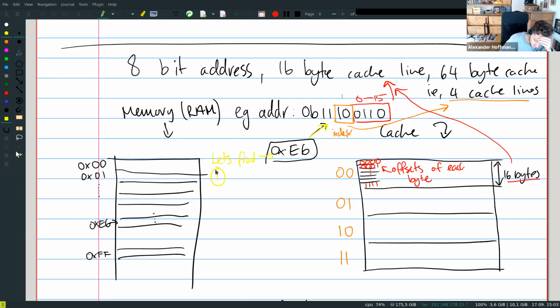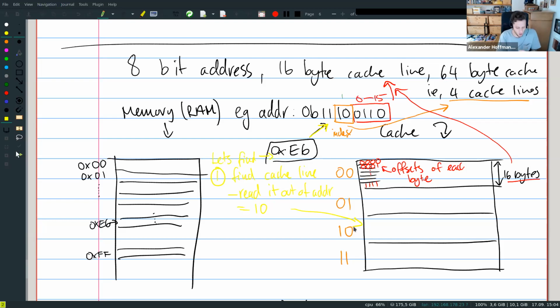So step 1, find cache line. This just means read it off, read it out of the address. Equals 1, 0. So we go to this cache line.